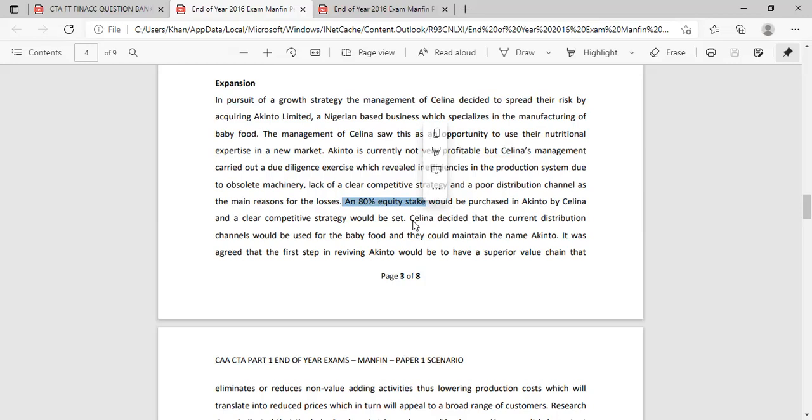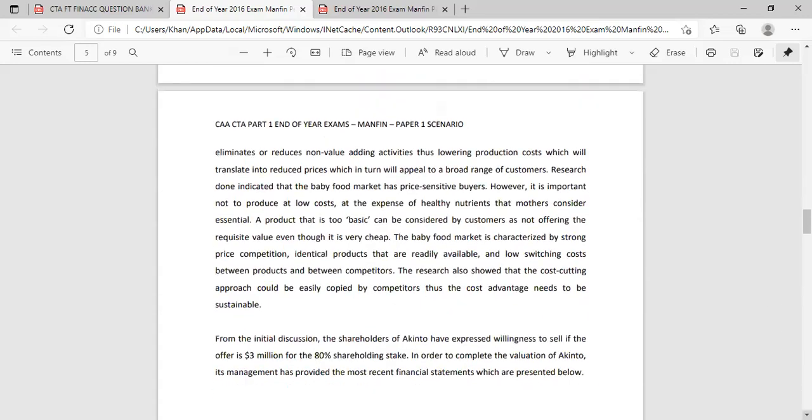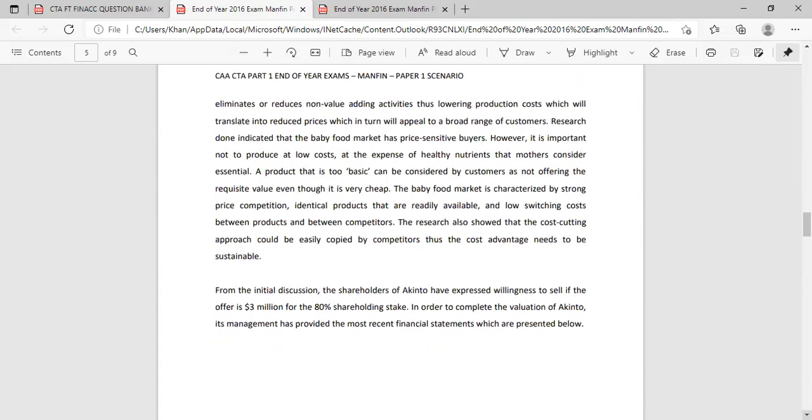Selena decided that the current distribution channels would be used for the baby food and they could maintain the name Akinto. It was agreed that the first step in reviving Akinto would be to have a superior value chain that eliminates or reduces non-value-adding activities, thus lowering production costs, which will translate into reduced prices, which in turn will appeal to a broad range of customers.